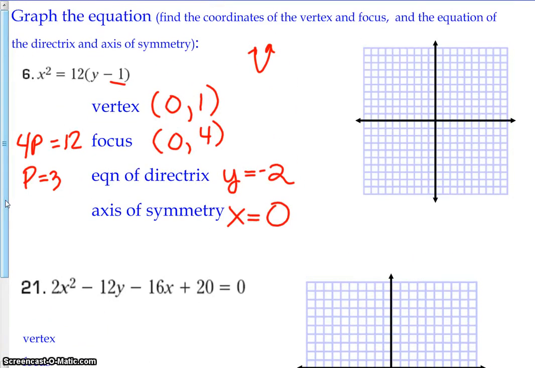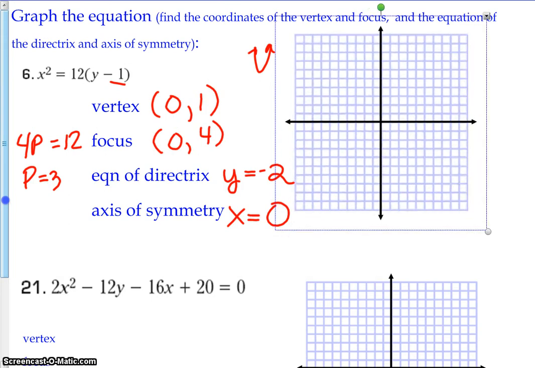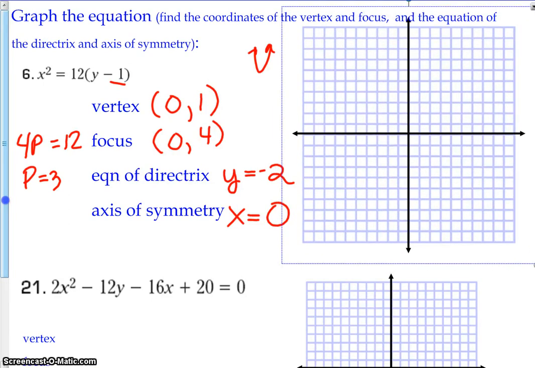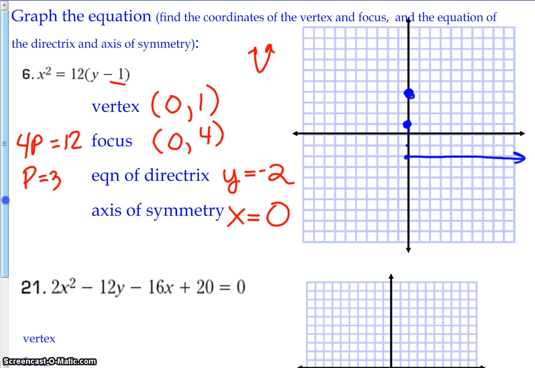I'm sorry, I make my graphs a little bit bigger here. All right, there, that's better for me. All right, so I'd start with the vertex, 0, 1. Here's my vertex. From there, my focus is 3 units away, if you remember, 1, 2, 3, and that was at 0, 4. My directrix was 3 units away, and the directrix is that straight line. So there's my directrix at y equals negative 2.